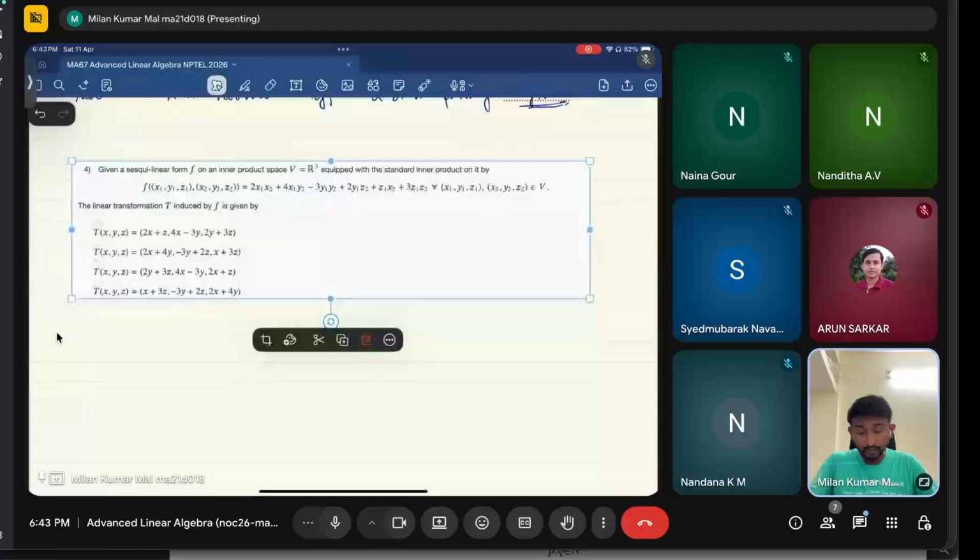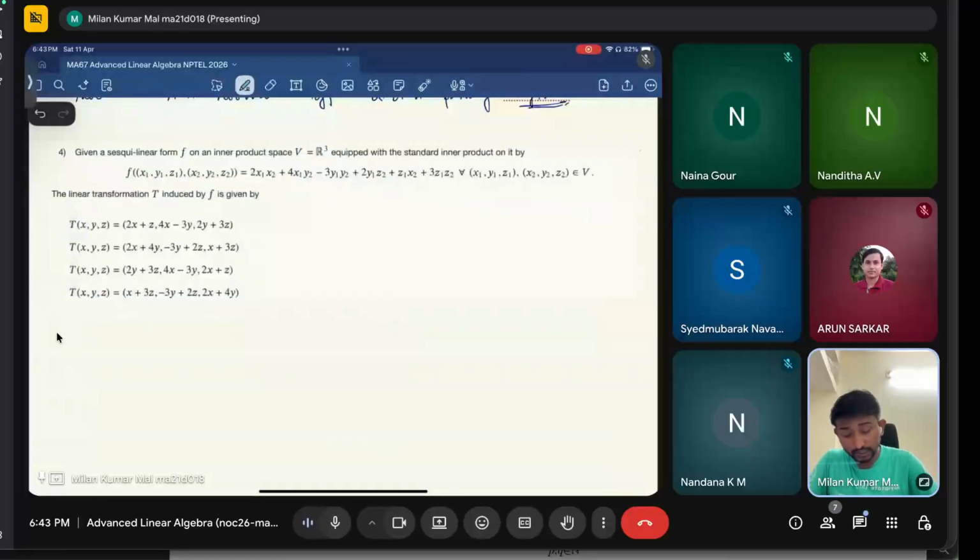Given a sesqui-linear form F on the linear product space V, equipped with the standard inner product on it, f of x1 y1 z1 and x2 y2 z2 is equal to this. Some inner product is given. Okay, this is not the inner product, actually it is a sesqui-linear form. So what is a sesqui-linear form?